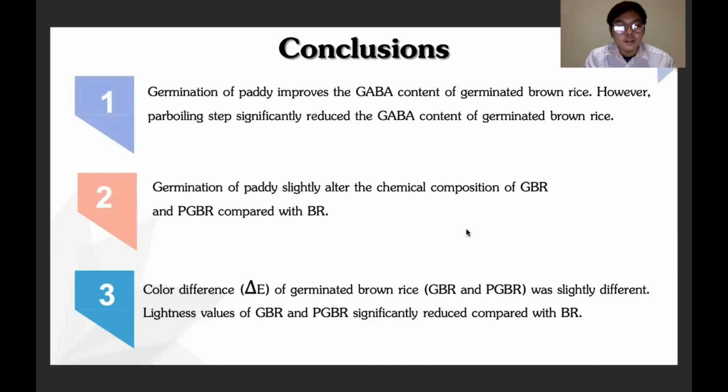The color difference, delta E, of germinated brown rice, GBR and PGBR, was slightly different. The lightness value of GBR and PGBR was significantly reduced compared with BR.